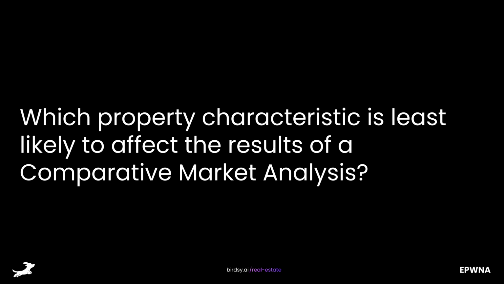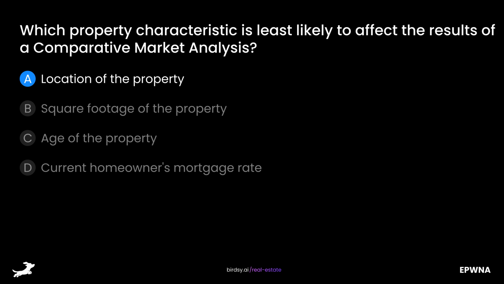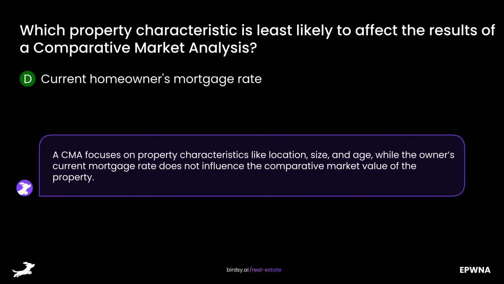Which property characteristic is least likely to affect the results of a comparative market analysis? Is it A, location of the property, B, square footage of the property, C, age of the property, or D, current homeowner's mortgage rate? The answer is D, current homeowner's mortgage rate. A CMA focuses on property characteristics like location, size, and age, while the owner's current mortgage rate does not influence the comparative market value of the property.